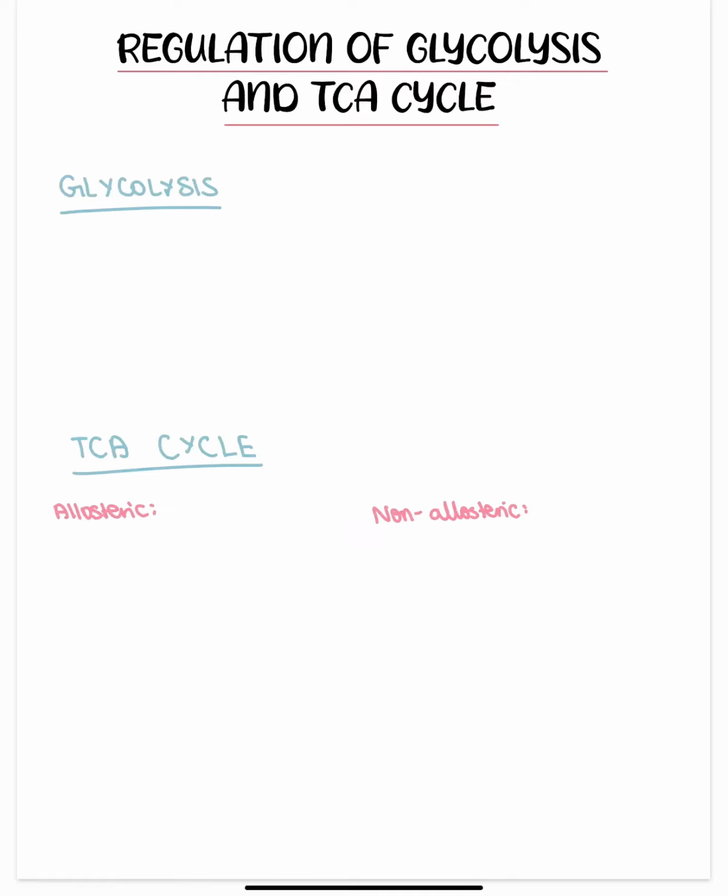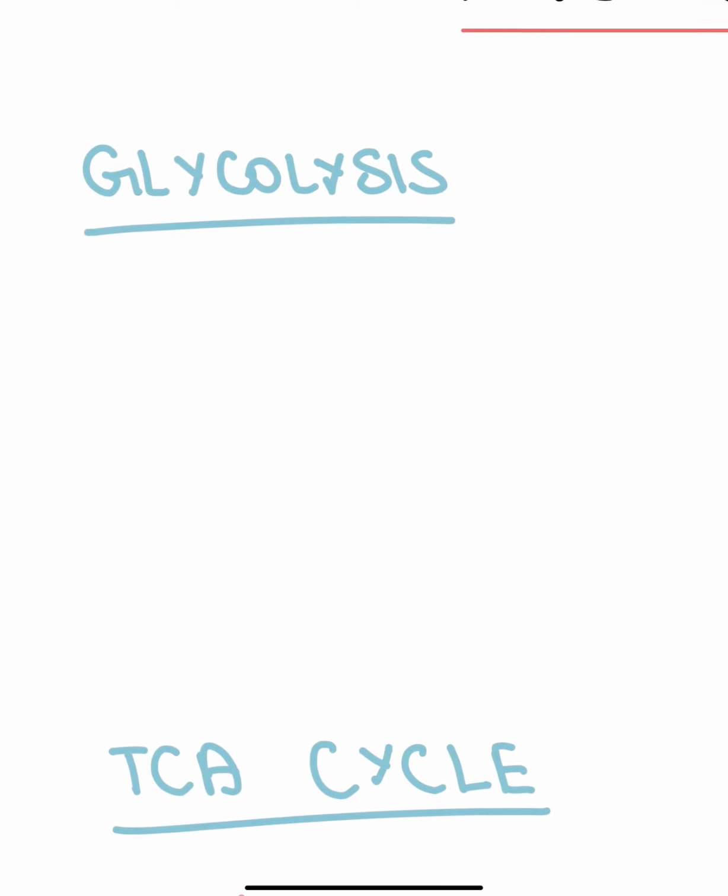Alright, so today we're going to look at the regulation of glycolysis and the TCA cycle. There are three enzymes in glycolysis that are regulated, so there can be inhibitors and stimulators of those enzymes. First of all, we're going to look at the first enzyme, which is hexokinase.